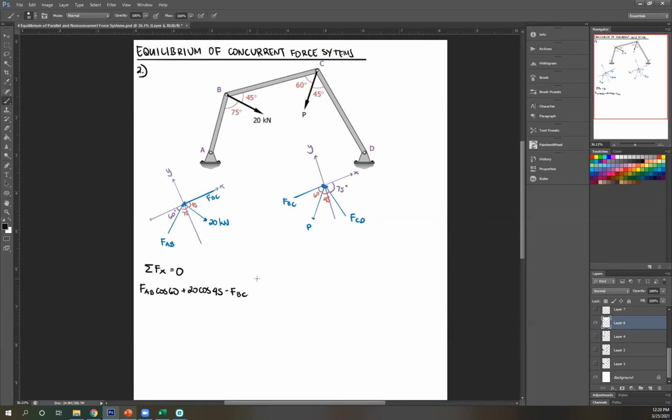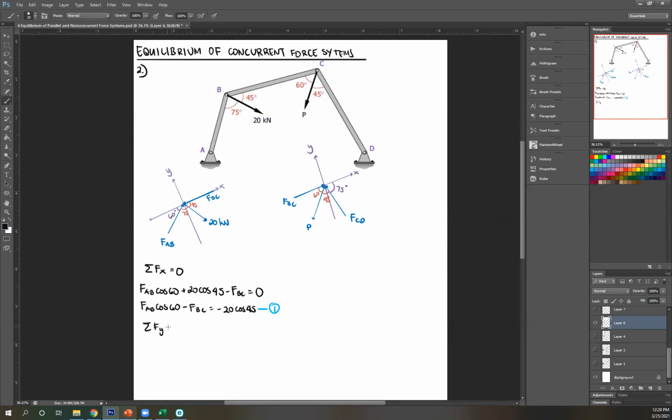Equals 0. So I'm just going to rewrite this so that it's easier for you guys to solve for simultaneous equations later. So FAB cosine 60 minus FBC equals negative 20 cosine 45. So by now you should know we're just going to label this as equation 1.